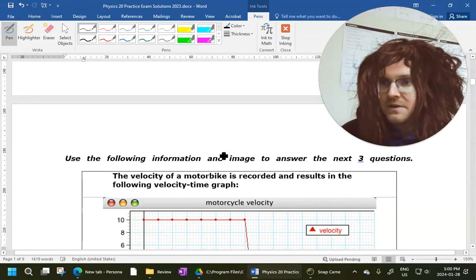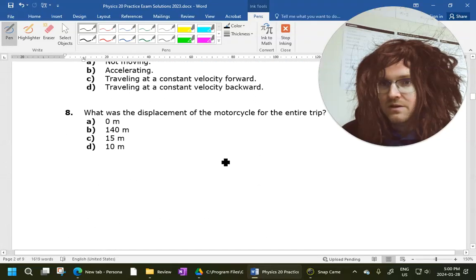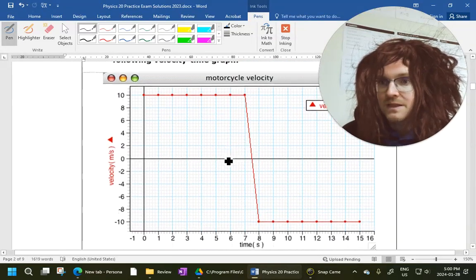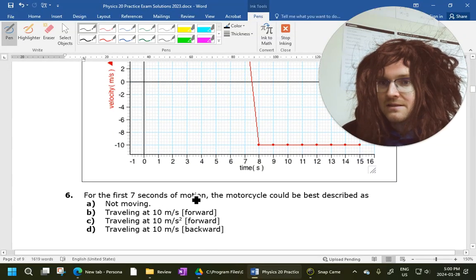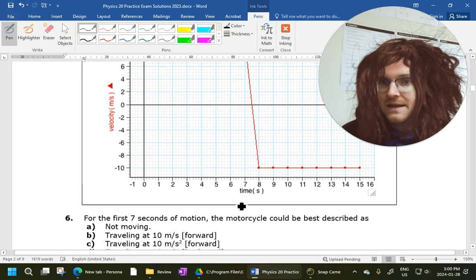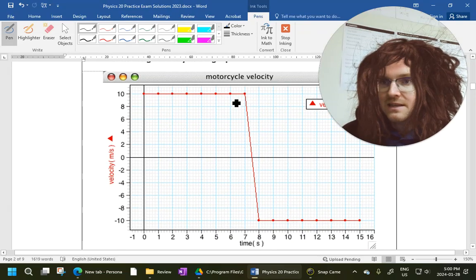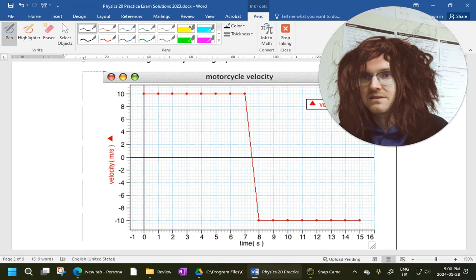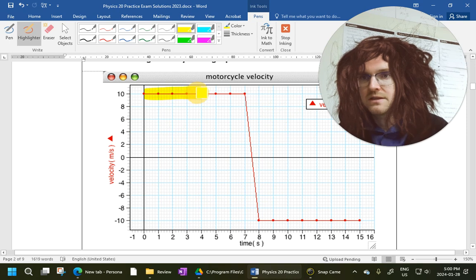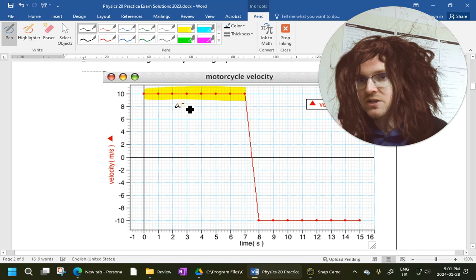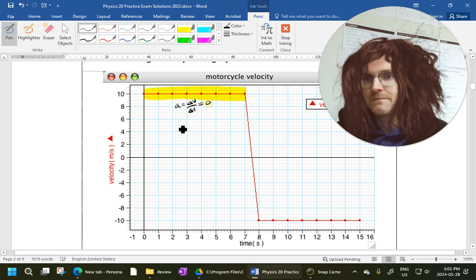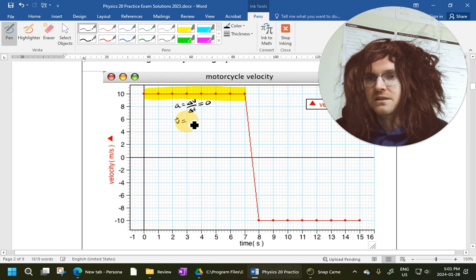All right, so we're going to use the following information to answer the next 3 questions. I'm assuming that's true. Okay, sometimes I say 3 questions, but then I might remove a question by accident. The first question is saying, for the first 7 seconds of motion, the motorcycle can be best described as doing what? So the first 7 seconds, that's up to here. Let me just highlight that. Nice flat line. So the acceleration here, because acceleration is equal to change in velocity over time, this velocity is nice and continuous. It's 0, right? So the velocity is just a constant velocity of 10 meters per second.